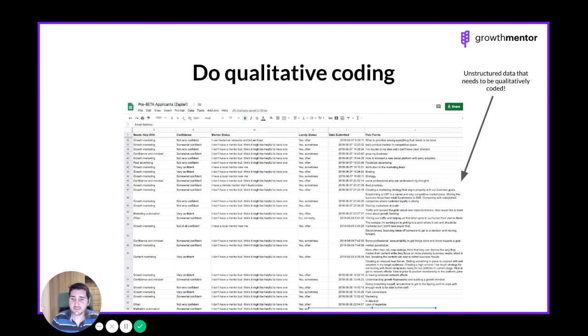So the next step here, and this is the most important step of this entire validation process, is to do qualitative coding. So what exactly is qualitative coding? Qualitative coding helps you make sense of unstructured data. What is unstructured data? Free-form text. Simple, basically.